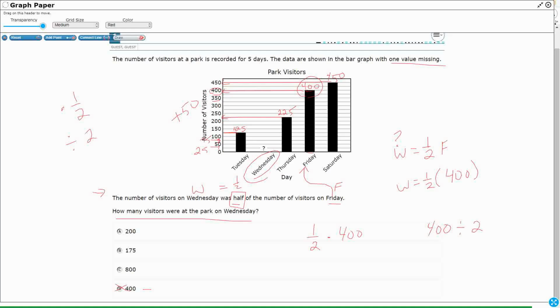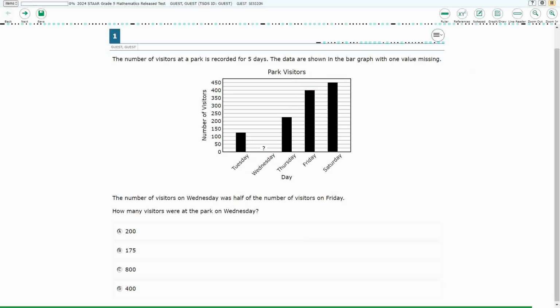And most of us can just use place value relationships to decompose this number. If I'm going to use these 400s right here, 100, 200, 300, 400, I'm using these flats to represent each hundred. Just cut it in half, you're going to get 200 and 200. So that seems pretty obvious, and you can do that to get our answer here. So it's going to be A, 200 visitors on Wednesday.